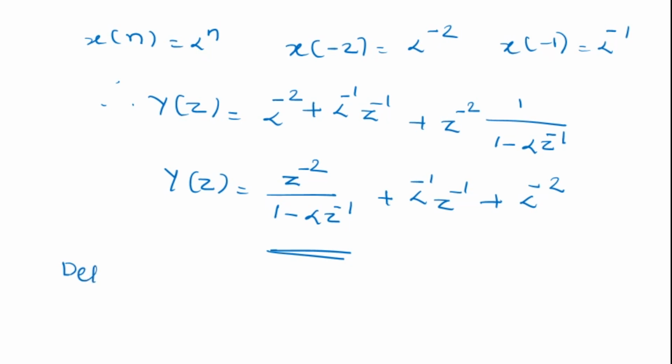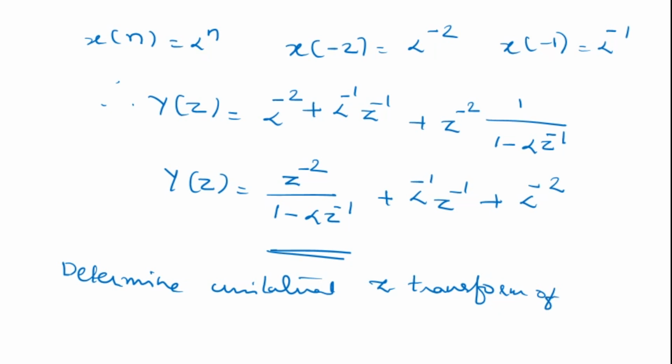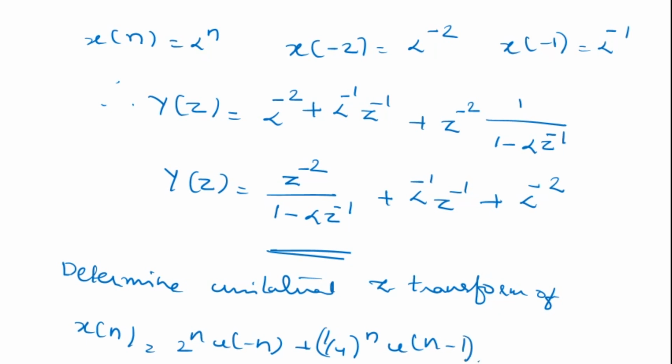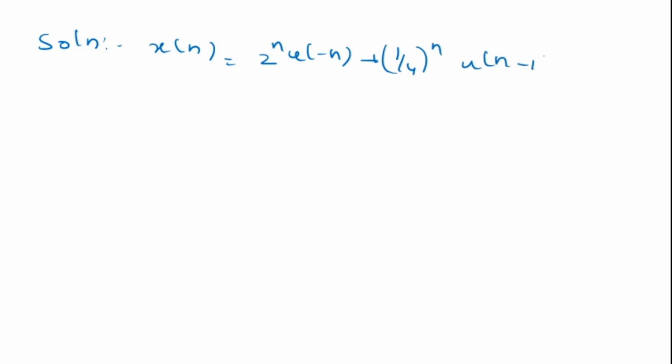Determine the unilateral Z transform of x of n is equal to 2 to the power n into u of minus n plus 1 by 4 to the power n into u of n minus 1. It is given x of n is equal to 2 to the power n into u of minus n plus 1 by 4 to the power n into u of n minus 1.